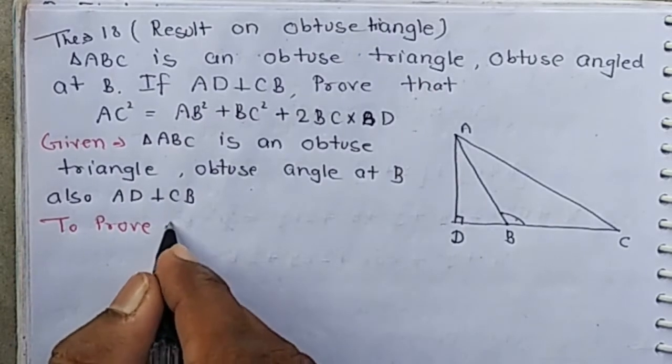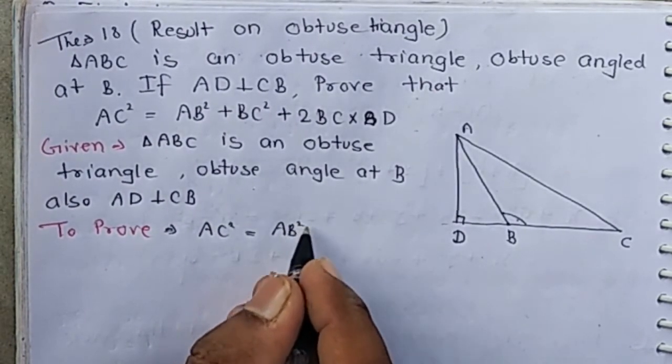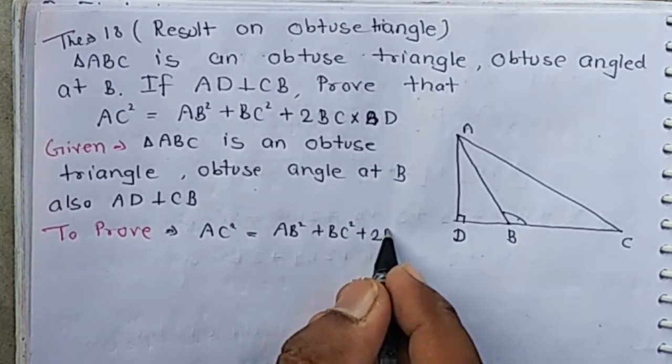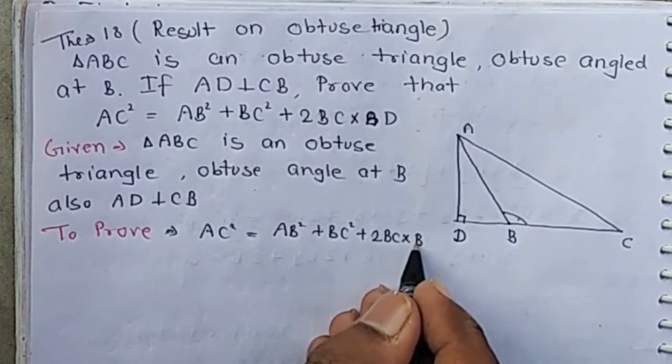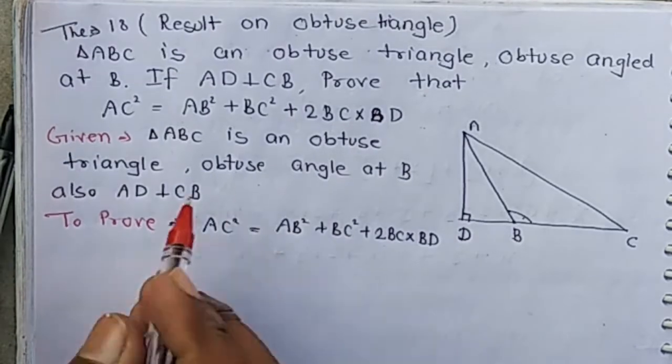AC square is equal to AB square plus BC square plus 2BC into BD. We have to find this relation. Now proof.